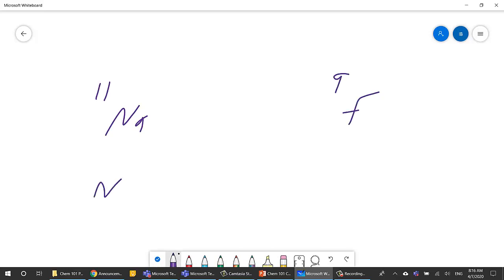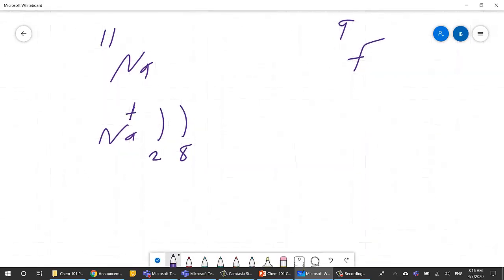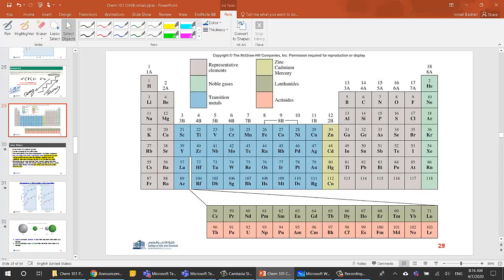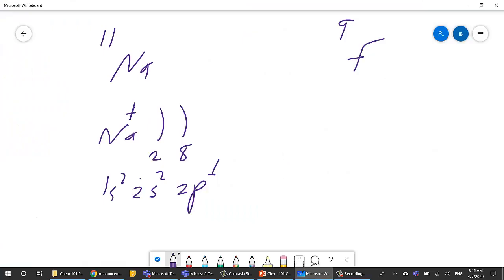When I make Na+, okay, this becomes 2, 8. In other words, that's the old school one. You can make 1s2, the electron configuration 2s2, 2p6, which is the same as, if you look at the periodic table, that's actually neon. So this is the same electronic configuration as neon.